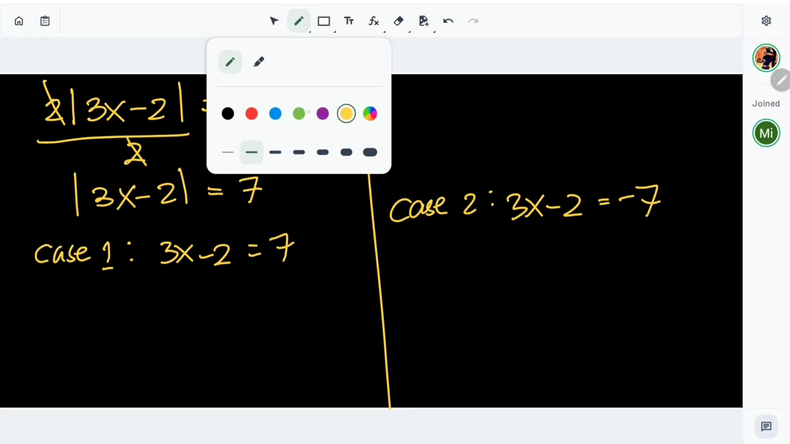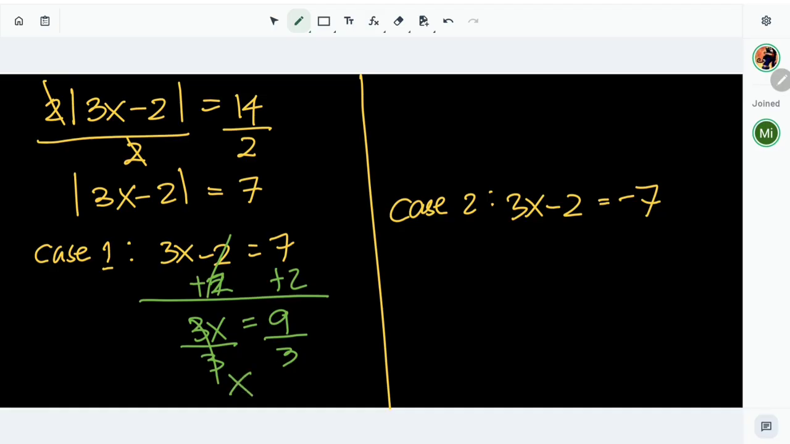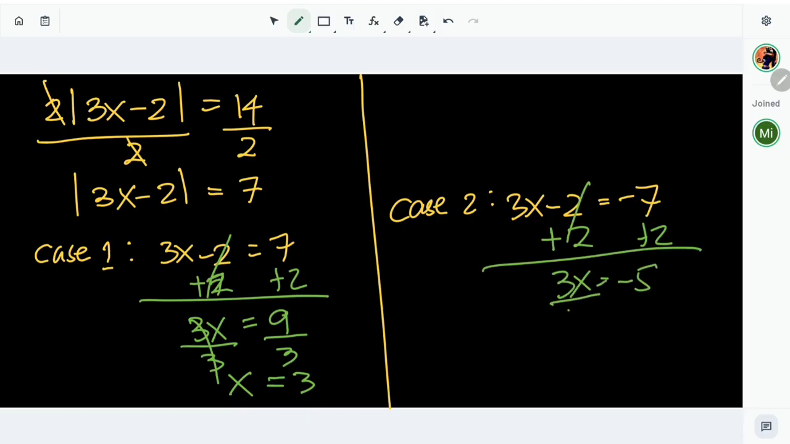Then we solve for the value of x. So we add 2 to both sides. Then we have 3x equals 9. Then divide both sides by 3. Then x is equal to 3. Then the other one, the same, we add 2 to both sides. Then this is 3x equals negative 5. Divide by 3, x is equal to negative 5 over 3.